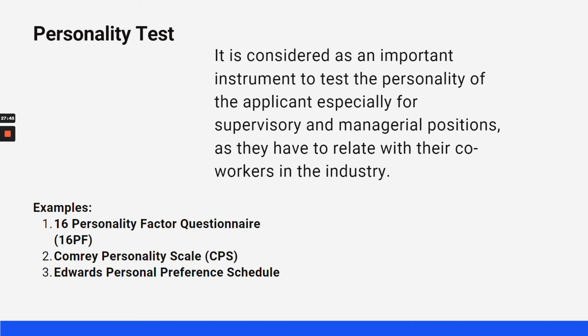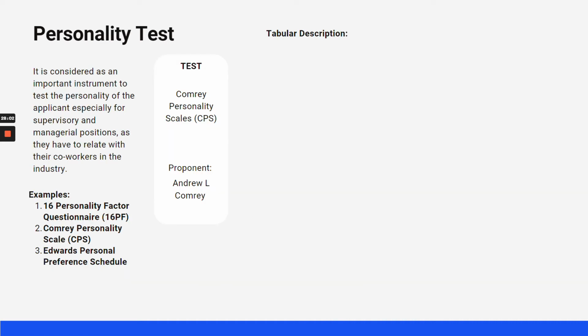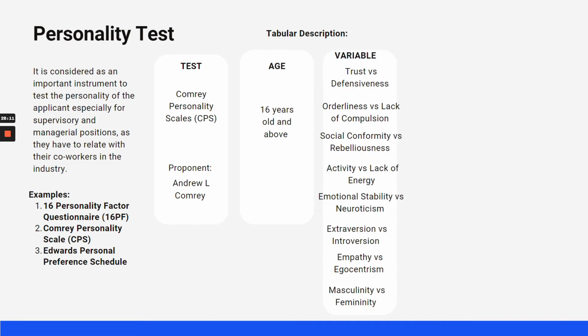So example ani, there are several examples actually of personality test, but the top three are the 16 Personality Factor Questionnaire, the Comrey Personality Scale or CPS, and the Edwards Personal Preference Schedule. My example here is the Comrey Personality Scales. The proponent here is Andrew L. Comrey. And age is 16 years old and above. And then the variable, there are a lot of variable. The trust versus defensiveness, orderliness versus lack of compulsion. So, muna yung gipangita. Social conformity versus rebelliousness.